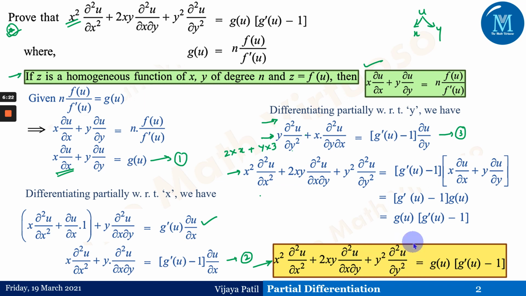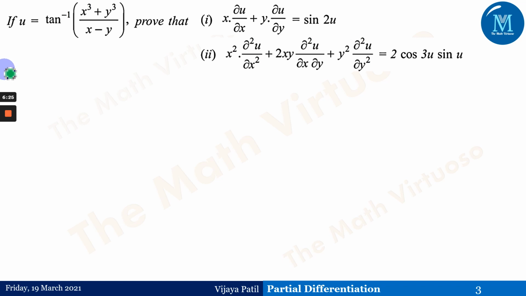Let us go and explore one of the questions. If u is equal to tan inverse of (x³ + y³)/(x − y), then prove the first and second. These are the two parts we have to prove or show. Now if you observe here, u is equal to tan inverse of (x³ + y³)/(x − y). Let me explain this here.